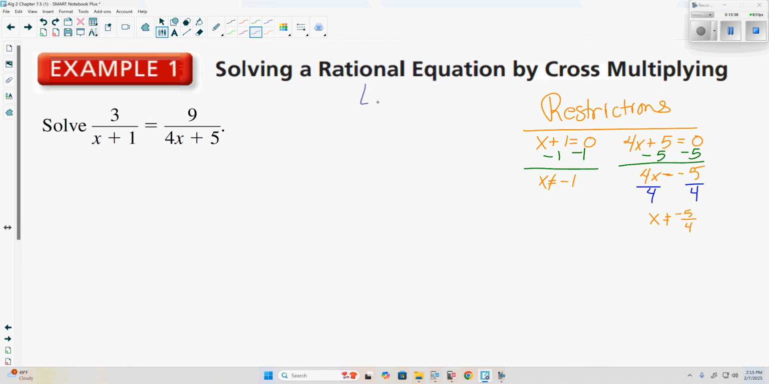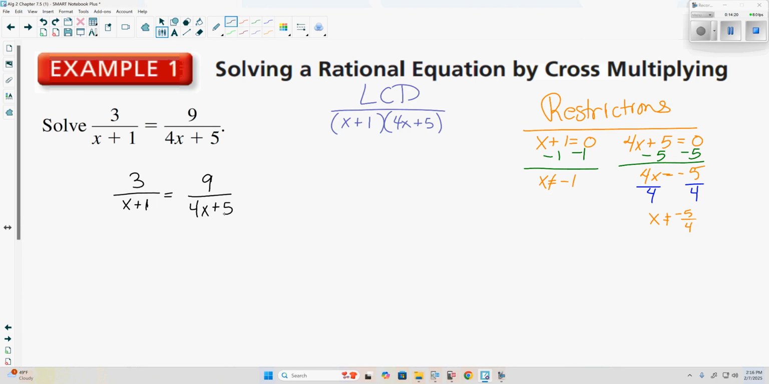Next part, least common denominator. We want to look at these two here and see if we can find the least common denominator. X plus 1 is as factored as it gets. 4x plus 5 is as factored as it gets. So it's one of the terms for our least common denominator. X plus 1. What else? 4x plus 5. And we're going to be using this here.